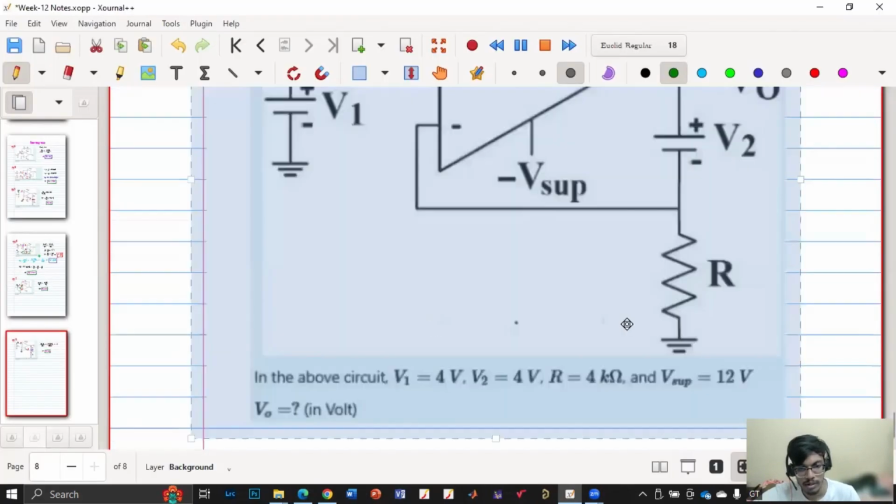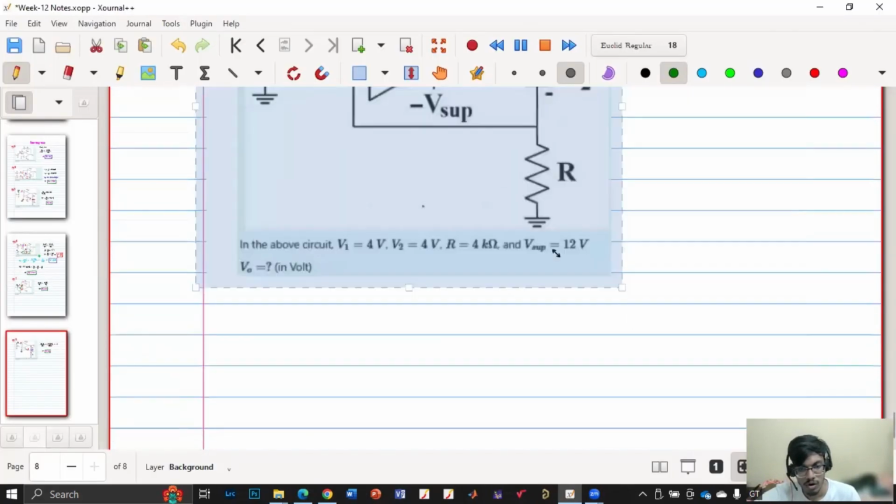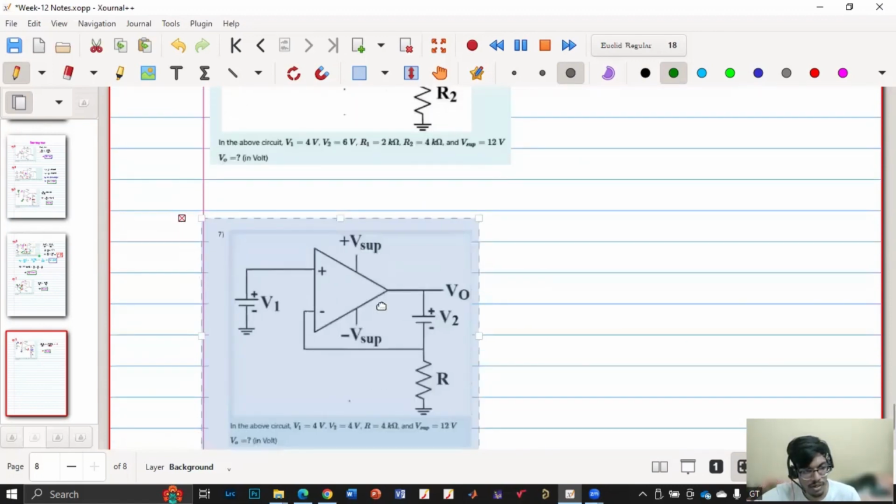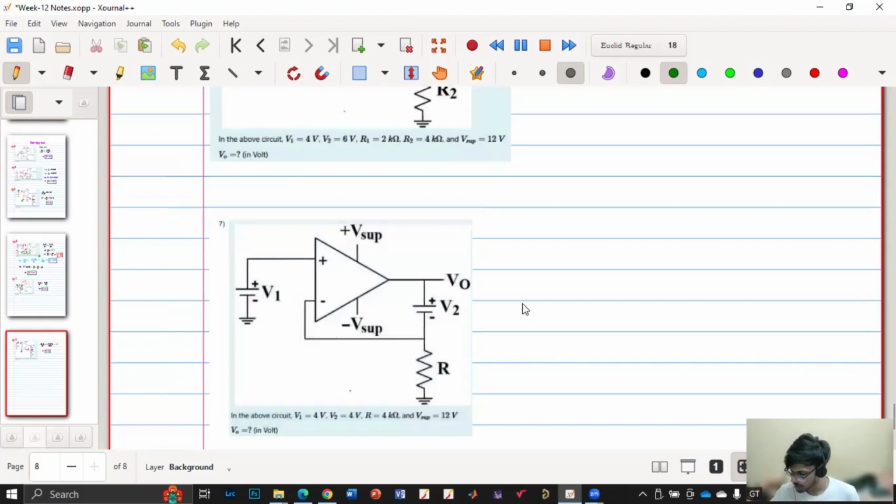So we have problem 9. If you see, we have solved so many problems in very less time because they are very straightforward and very simple. Whereas in other weeks, they are also simple, only they are lengthy. So how much is V1? 4 volts, sir. 4 volt. So what is this voltage?